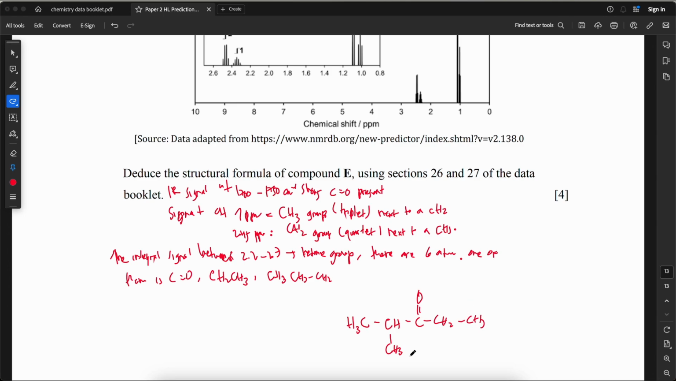That's all for the explanation for another example of a prediction question for Paper 2 Higher Level. Again, these questions are not guaranteed to appear during the exam. Instead, you can treat these questions as a mock exam to check whether you are ready for the exam or not.